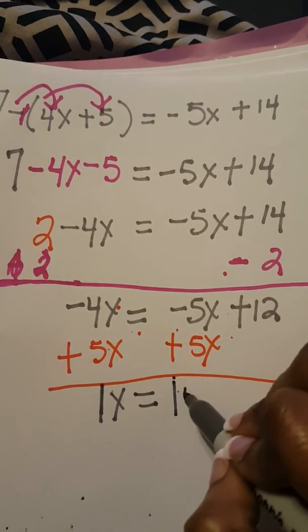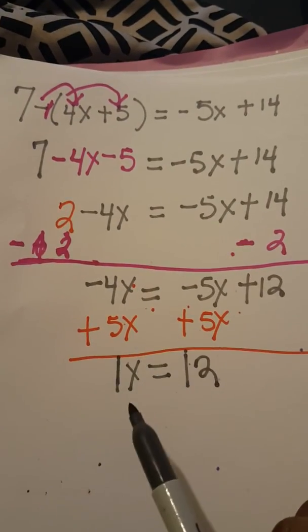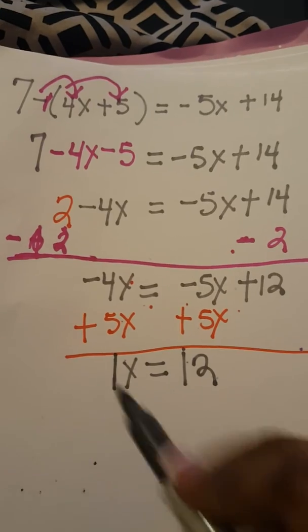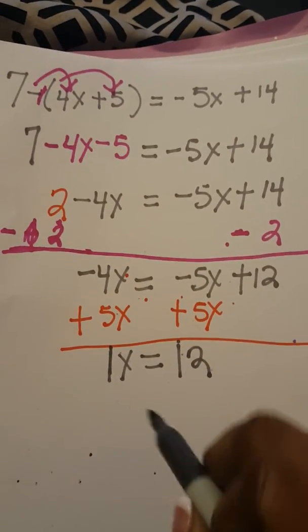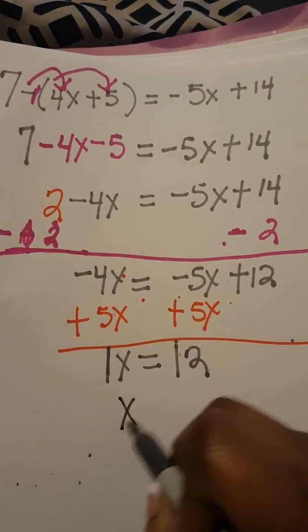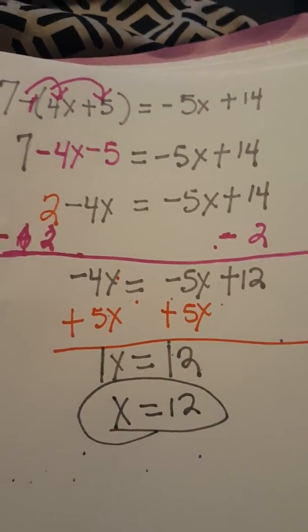And now I have a 12 here. And because it's understood that this 1x is x, I can leave it like that. However, when you may see this on a test, it will be written x equals 12. And that will definitely be your answer.